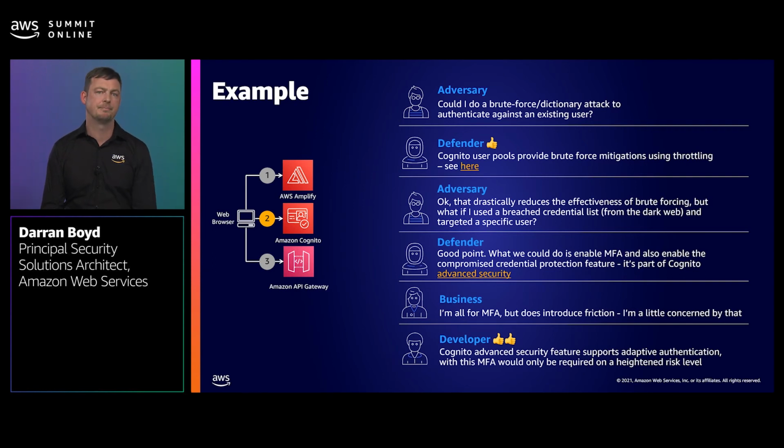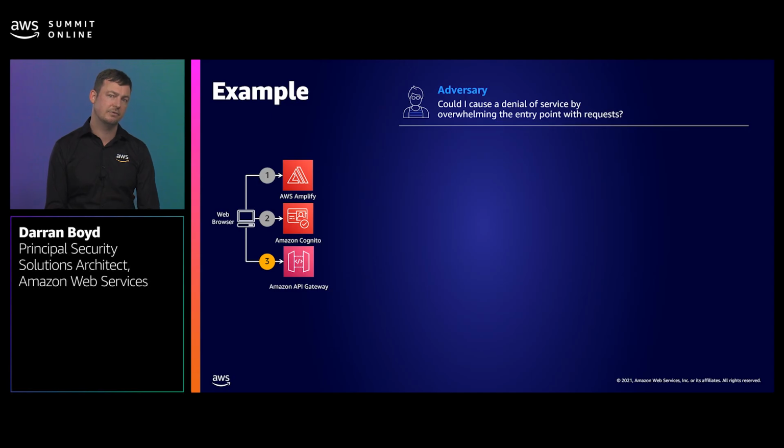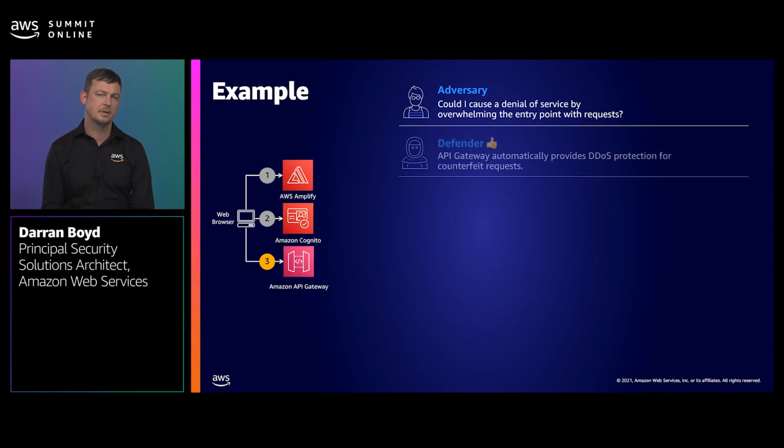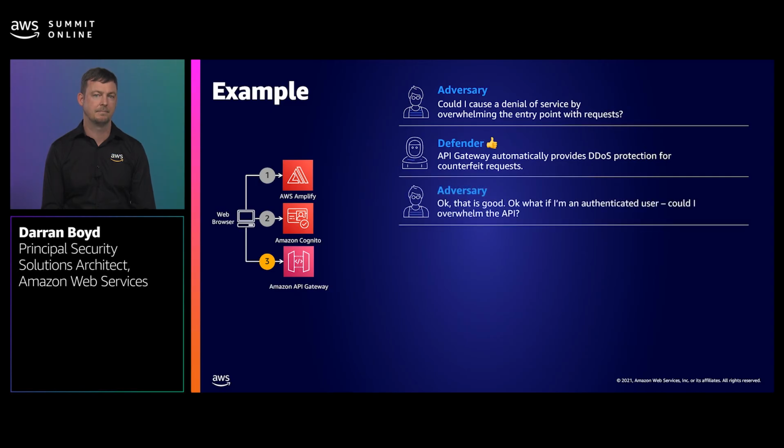Two more examples to go. Here we have the adversary persona looking at Dataflow 3, which is the web browser to Amazon API Gateway. They're looking at it from a denial of service perspective, asking, could I cause a denial of service by overwhelming the entry point with requests? The defender finds that API Gateway actually automatically provides DDoS protection for counterfeit requests as part of the managed service. Here we have a good example of a security advantage of using AWS services that have more coverage in the AWS side of the shared responsibility model.